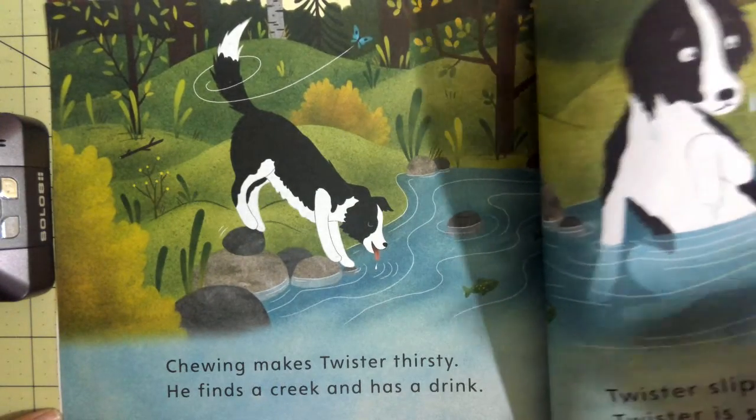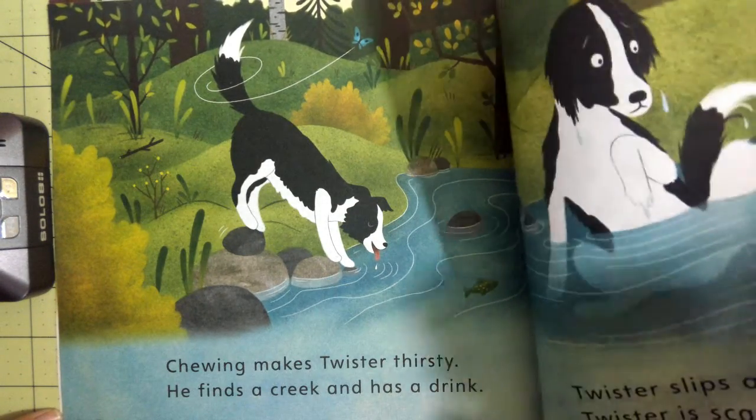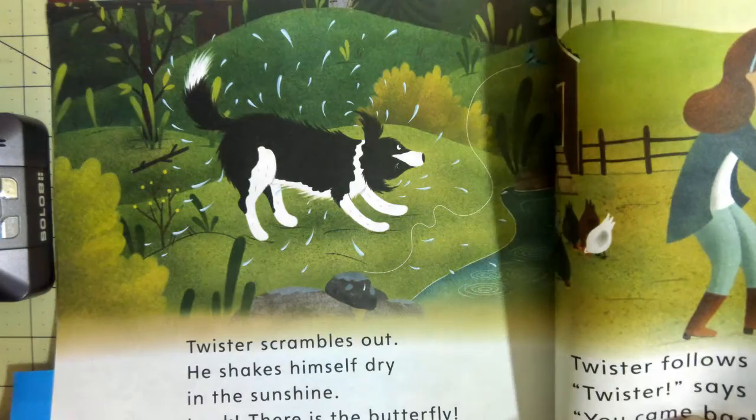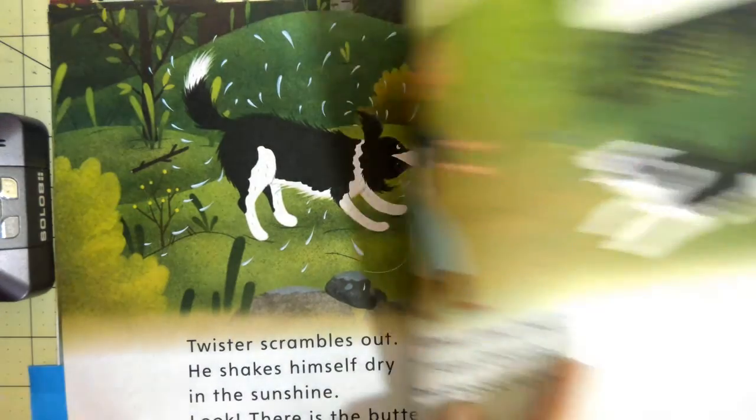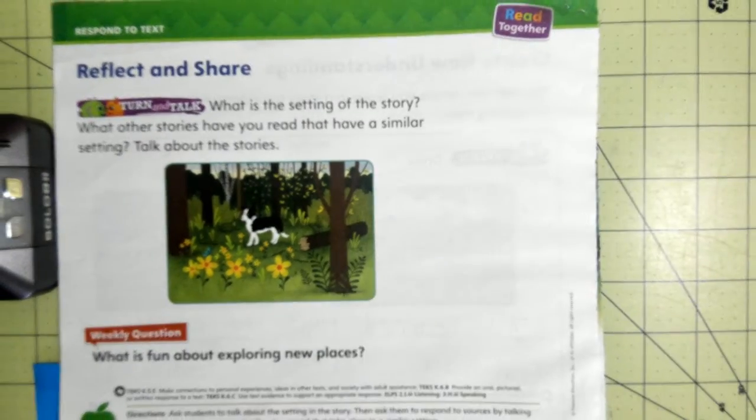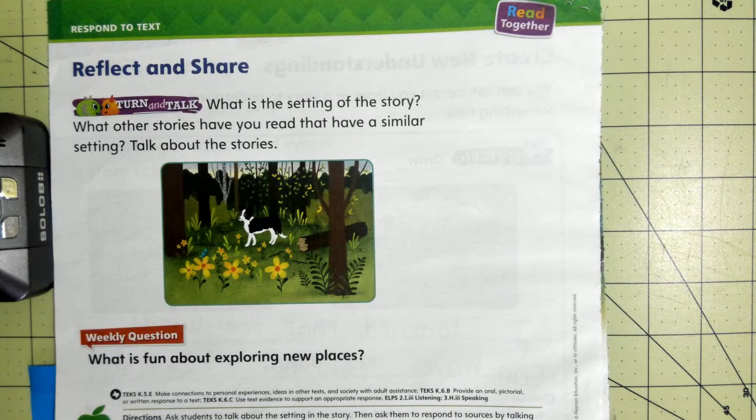And there's a pond, so we know that there's a pond. The pond is also a setting. And then he goes back to the farm. Okay. So the setting of the story is the farm, the woods, it's springtime.